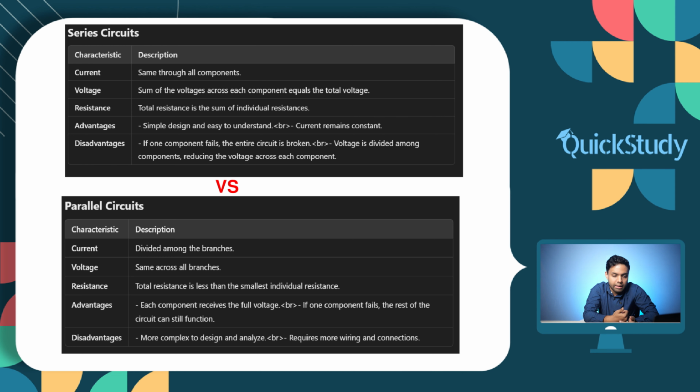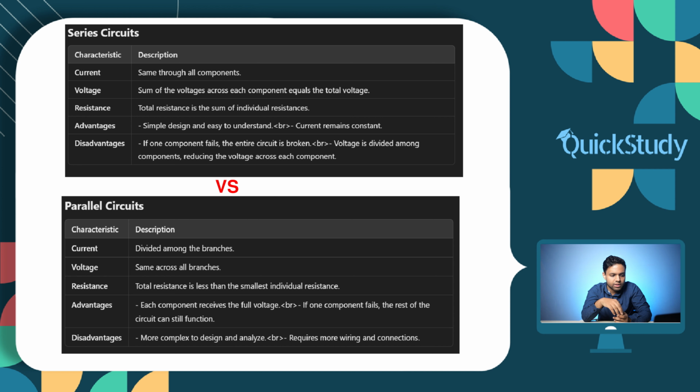It will be the same through all the components. But in a parallel circuit, it will be divided among the branches. The voltage in the series circuit would be the sum of the voltages across each component, which will be equal to the total voltage. But in the parallel circuit, it will be the same across all the components. Considering resistance, the total resistance would be the same as the individual resistance in a series circuit, as in there will be the same resistance in each component.